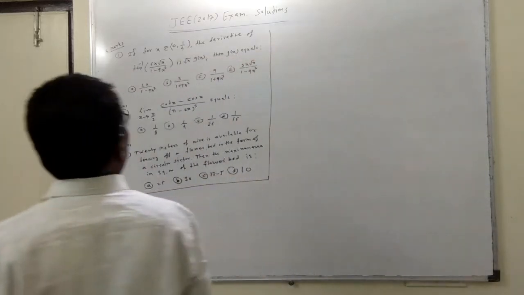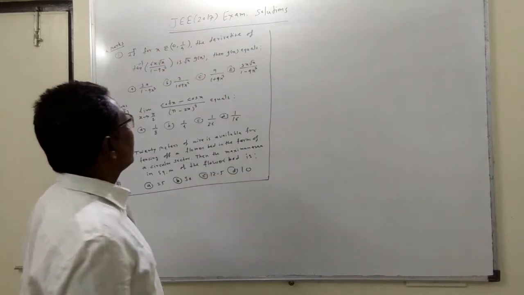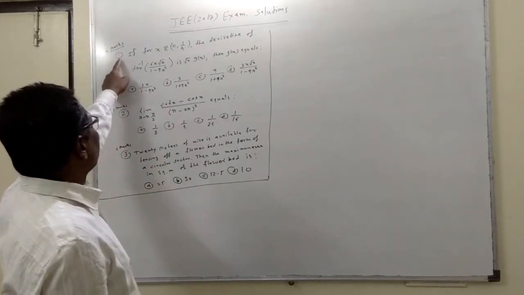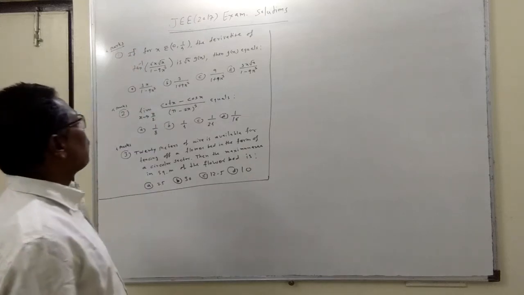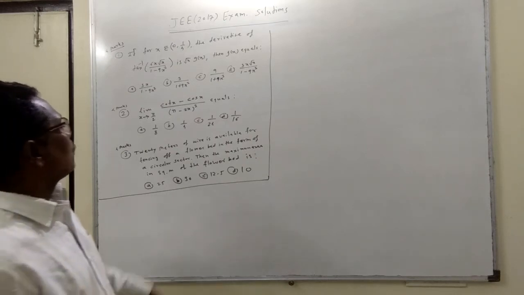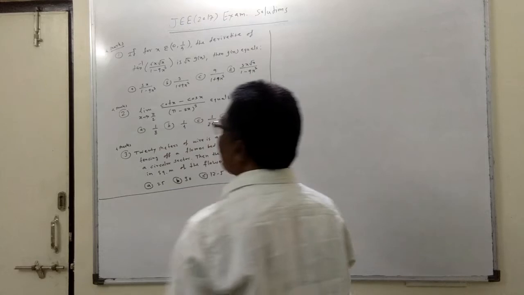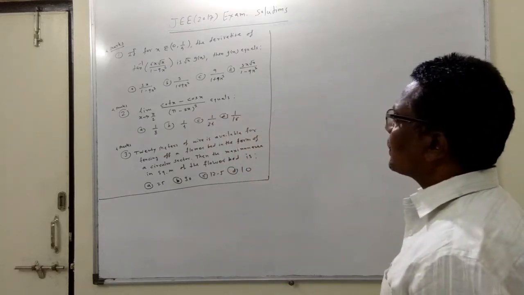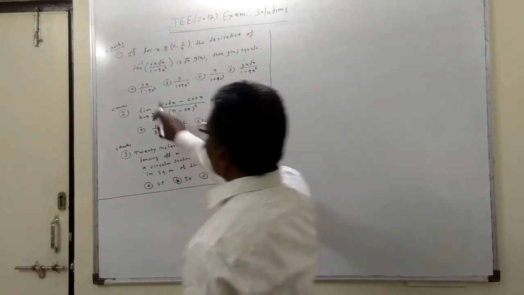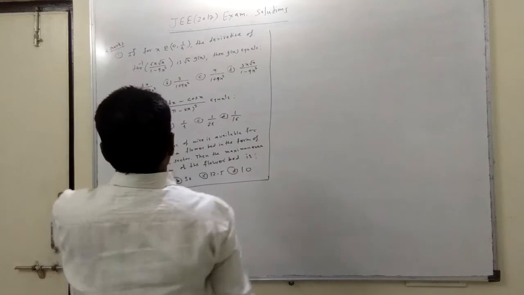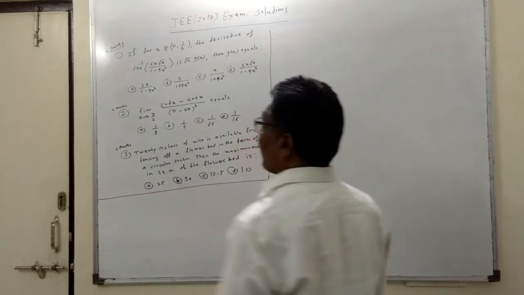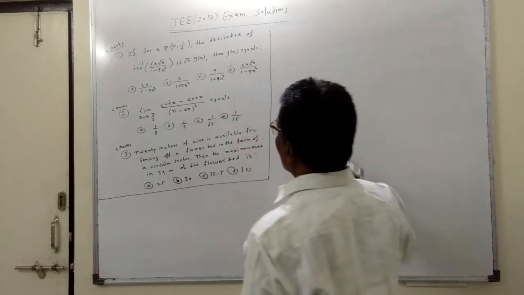Now today we will solve the JEE paper solutions. First example, for 4 marks: if for x belongs to 0 to 1 by 4, the derivative of tan inverse of 6x root x divided by 1 minus 9x cube is root x g of x, where g of x is a function of x, then g of x is equal to what? Four objective answers A, B, C, D are given. So we solve.